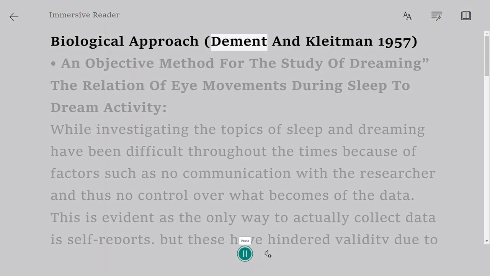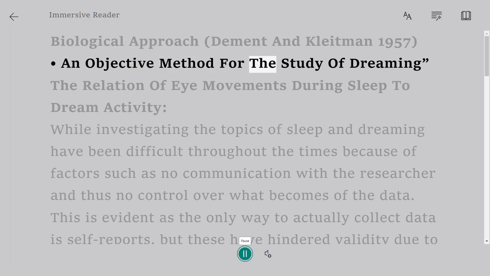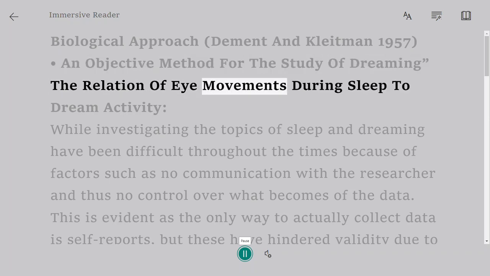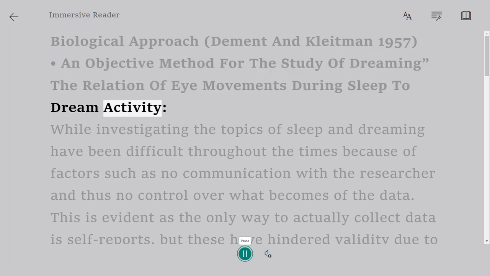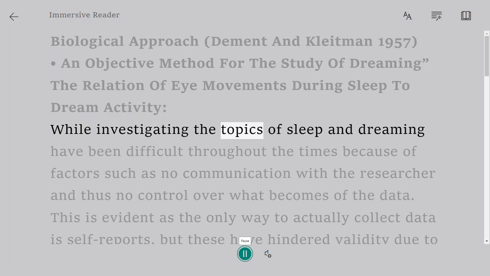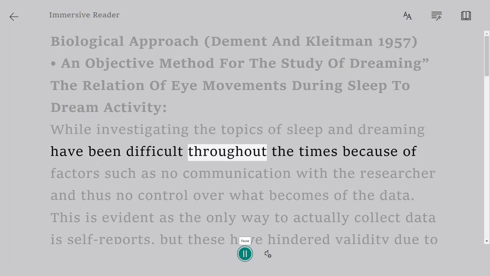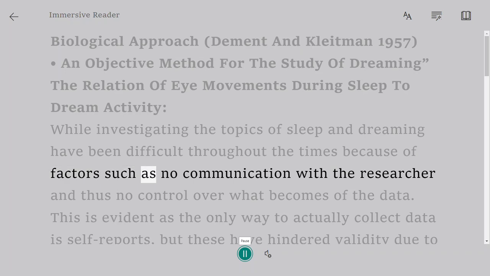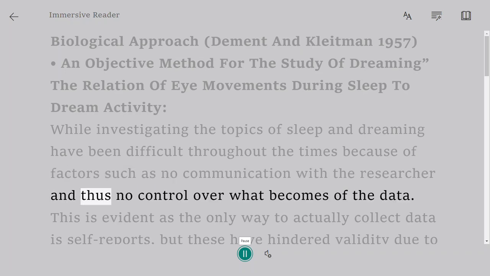Biological Approach, Dement and Kleitman, 1957. An objective method for the study of dreaming, the relation of eye movements during sleep to dream activity. Investigating the topics of sleep and dreaming has been difficult throughout the times because of factors such as no communication with the researcher and thus no control over what becomes of the data.